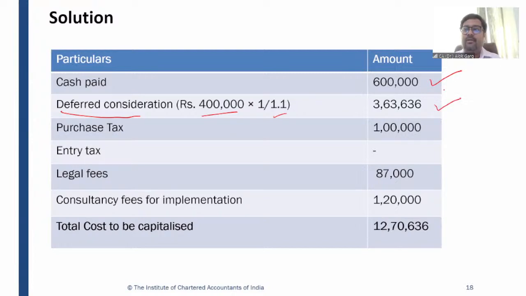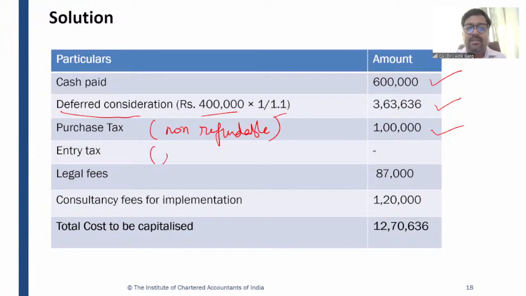3,63,636, right? There is a purchase tax of rupees 1 lakh, right? So of course it is non-refundable and hence it is going to be capitalized, right? Because the question is silent about this. Entry tax, it is refundable, it is recoverable. So there is no point of adding it to the cost of the asset, right?